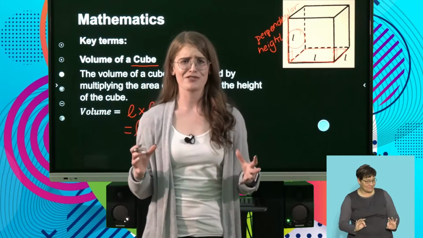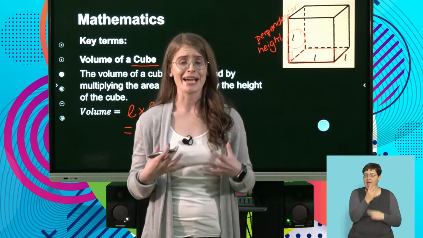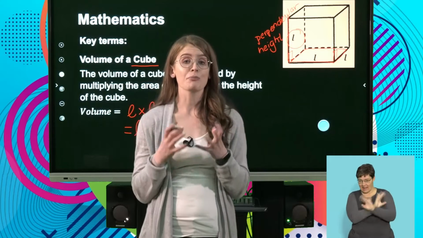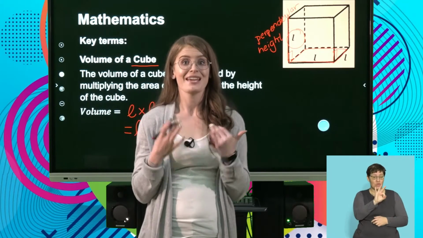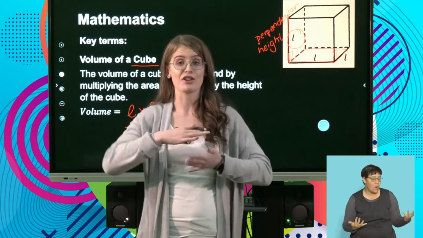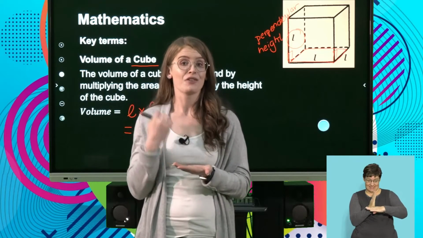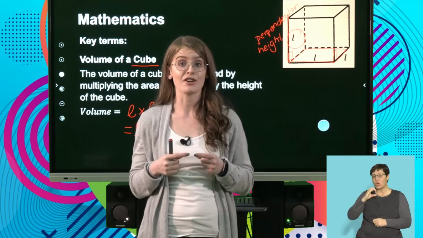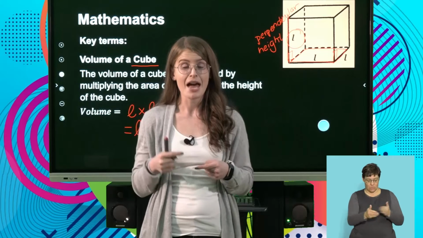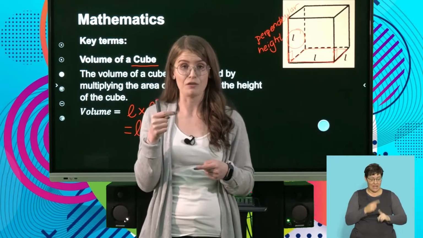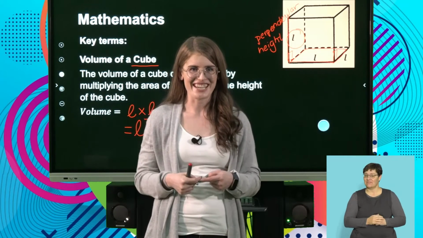So I'm going to say this a few times just so we make sure that we understand. The volume of a three-dimensional shape is calculated by finding the area of the base times the perpendicular height. For this one, I had calculated the area of the square at the bottom, and I multiplied it by the height of the cube. Great, let's go on to the next slide.